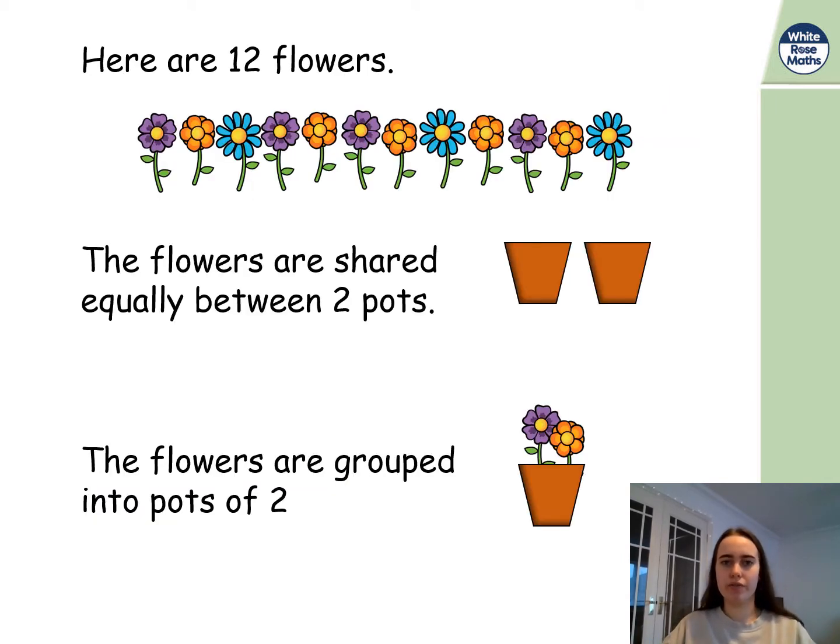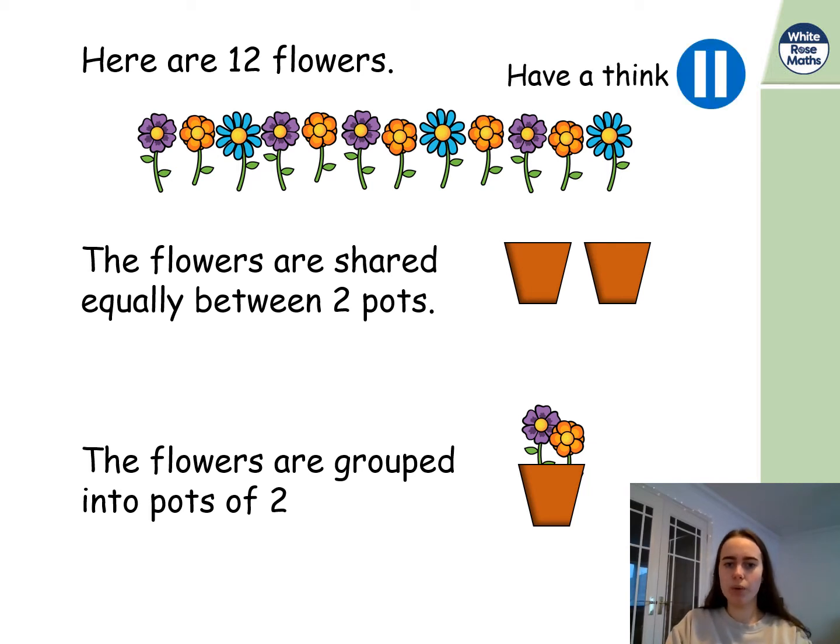Here are 12 flowers. The flowers are shared equally between 2 pots. We've also got the flowers are grouped into pots of 2. So that top method is sharing. The bottom method is grouping. Which one do you think would be easiest for you to use?